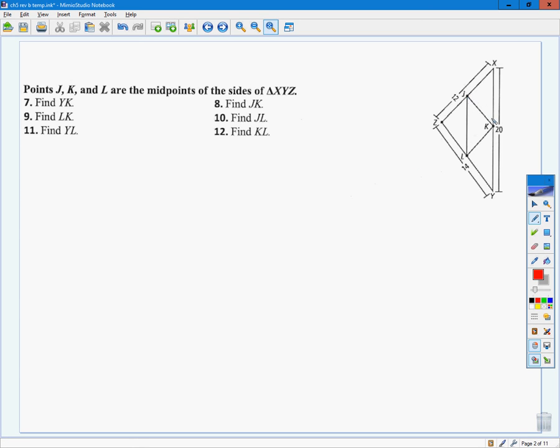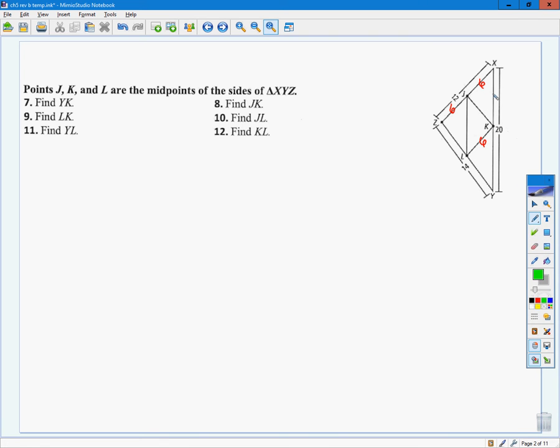Since J, K, and L are all midpoints, that means that LK, JK, and JL are all midsegments. Midsegments are equal to half of the third side which it's parallel to. Since a midpoint cuts a side in half, where this 12 is, each side would be 6, and the midsegment would also be 6, the one that it's parallel to.